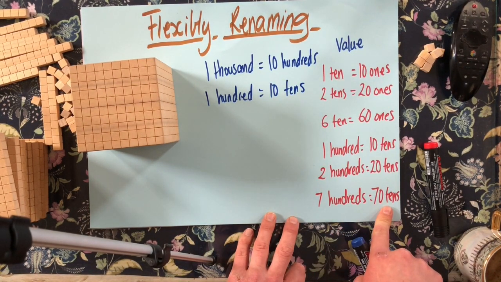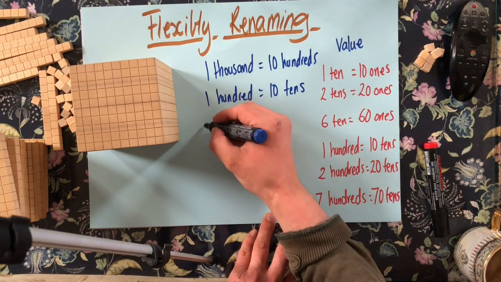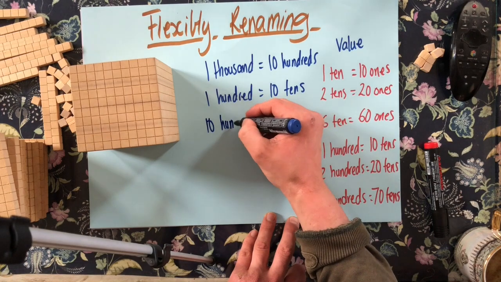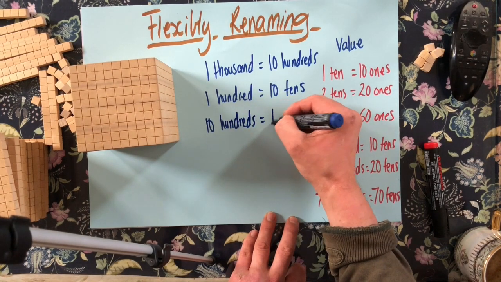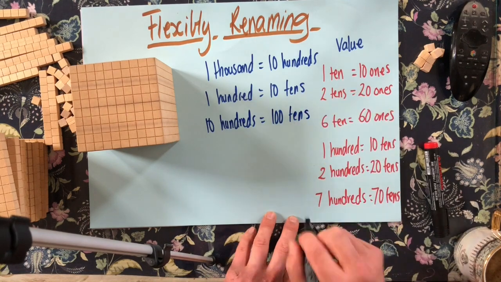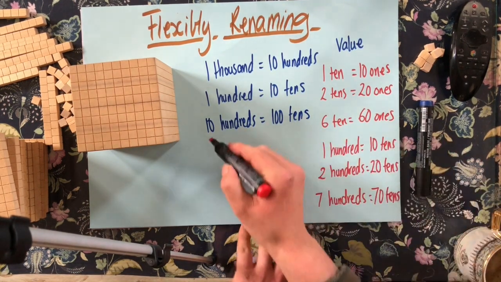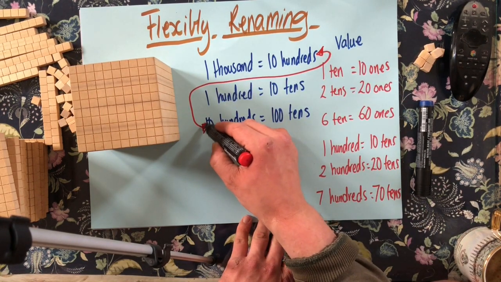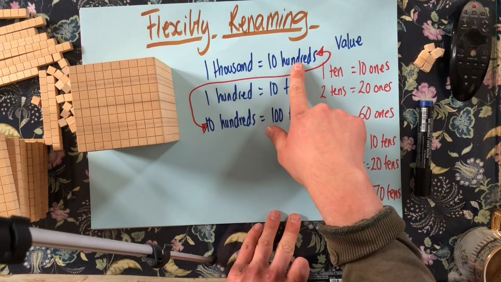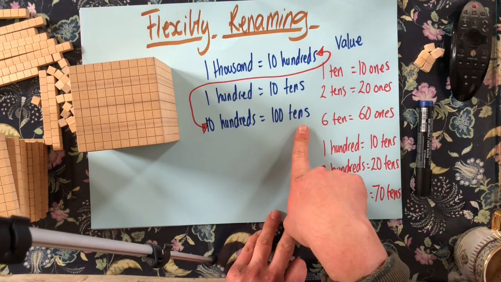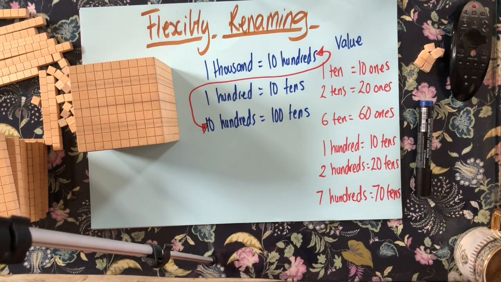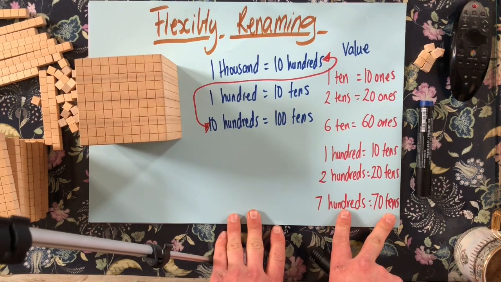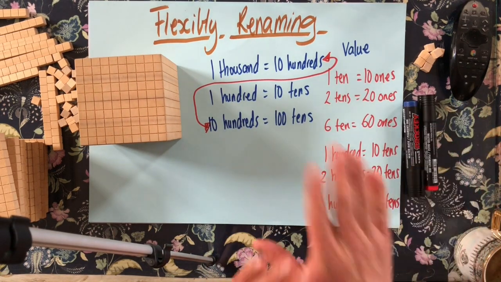7 hundreds equals 70 tens, that means 10 hundreds equals 100 tens. Now, if you are careful enough, you can link these two. Have a look. So 1,000 equals 10 hundreds, or it equals 100 tens. Now, I don't have enough tens to show you that in real life, so you're going to have to either think really hard about it or go buy some base 10 materials and prove me wrong. But trust me, I'm right. That is how you flexibly rename.